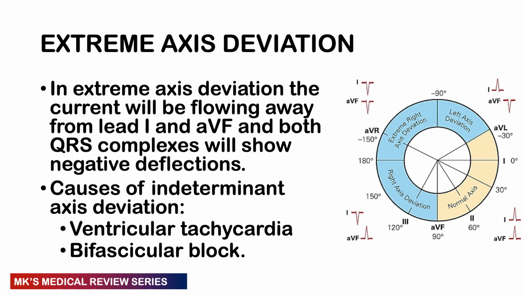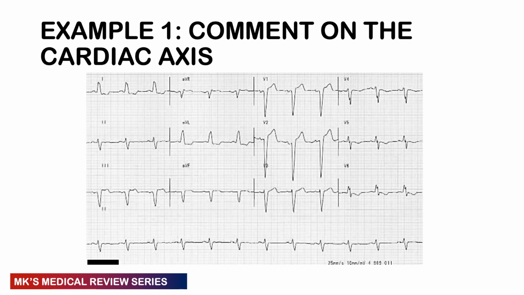Extreme axis deviation is quite uncommon, but the impulse is now moving in the opposite direction. It's moving away from lead AVF, it's moving away from lead 1, so it's moving in this quadrant in the opposite direction. So this will show negative deflections in both lead 1 and lead AVF. This is extremely rare, and this indeterminate type of axis is seen in ventricular tachycardia and bifascicular blocks.